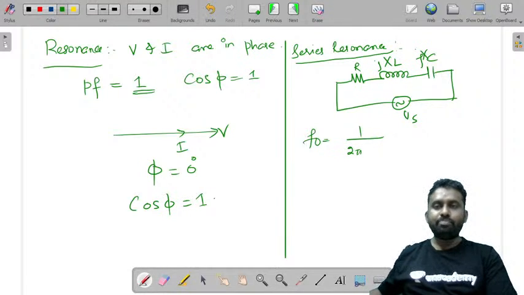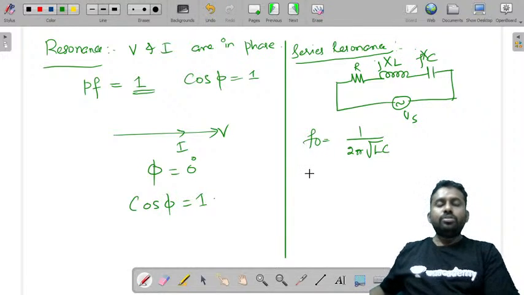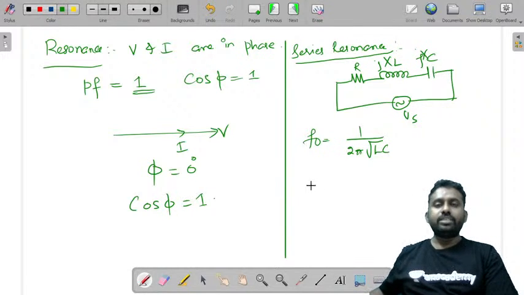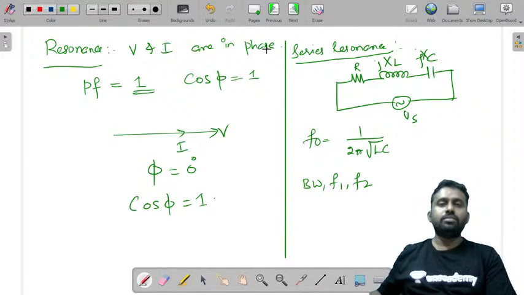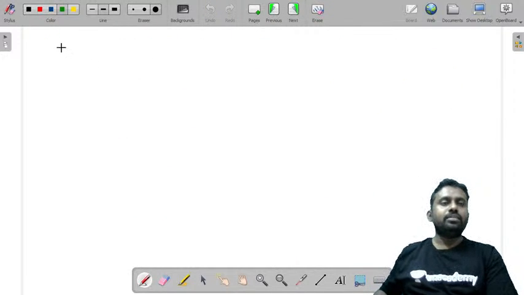Thank you, Ramchandra Kumar. 1 by 2 pi root LC. Also, we have derived expressions for bandwidth as well as lower and higher cutoff frequencies. So I just want you to add something here.